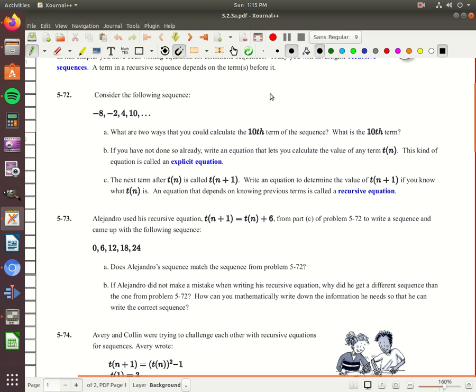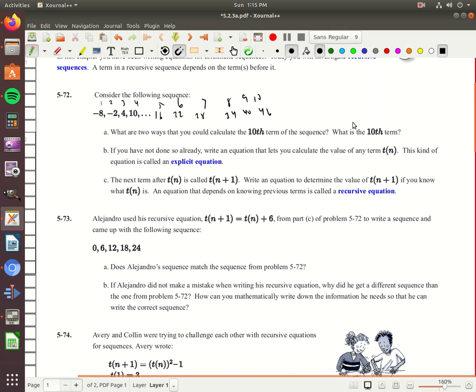So consider the following sequence: -8, -2, 4, and 10. What are two ways that you could calculate the 10th term of the sequence? Well, the first thing I could do, obviously, is just keep adding 6, right? So the first term, second term, third term, fourth term, and so on up to the 10th, and just keep adding 6. That would be one way that I could get that 10th term.